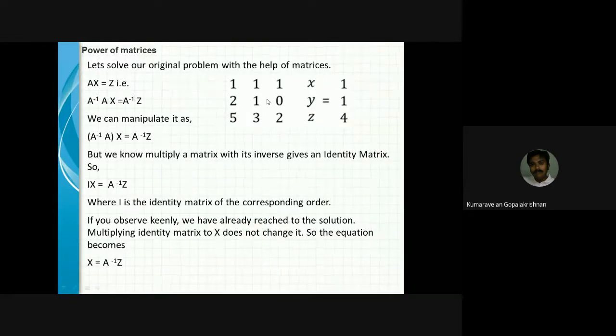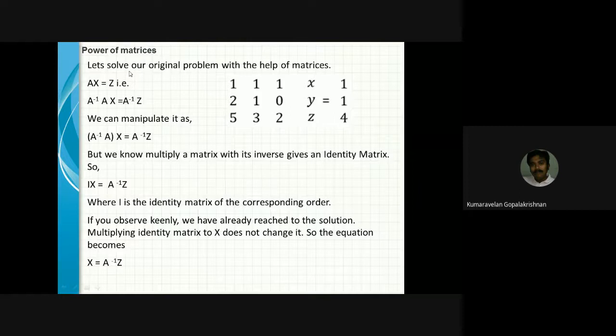I am going to take 3 equations. The 3 equations are x plus y plus z is my first equation. My second equation is 2x plus y equal to 1. And my third equation is 5x plus 3y plus 2z equal to 4. So in order to find the values of x, y, z, previously we solved this problem by using the row echelon method, right? By applying a lot of computations. But now I am going to use the concept of inverse, to find out the value of x, y, and z with a minimal number of steps.